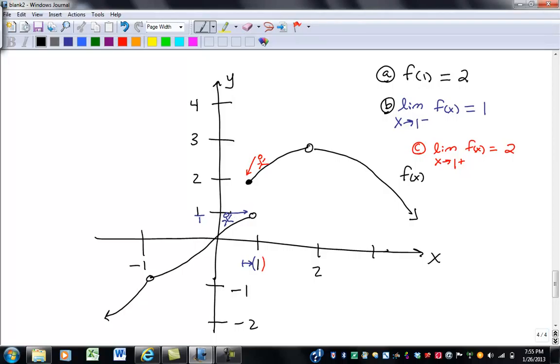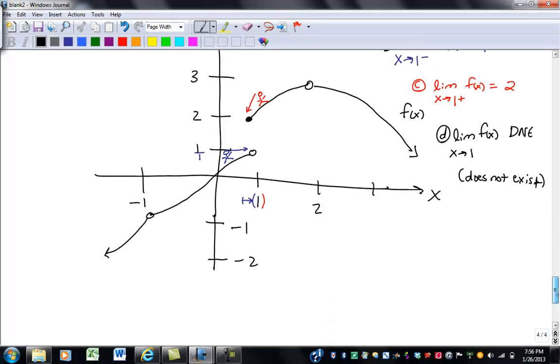So the blue person on the left thinks it'll be 1, the red person on the right thinks it'll be 2. It's different: from the left, it's 1, from the right, it's 2. Since it's different from the two sides, then that plus or minus on the 1 is very important. And if I take it off to write the two-sided limit, I get DNE. But that DNE stands for does not exist. It doesn't exist because it wasn't the same from the two sides. And that's the only way we can get a limit to exist, is if it's the same from the two sides.